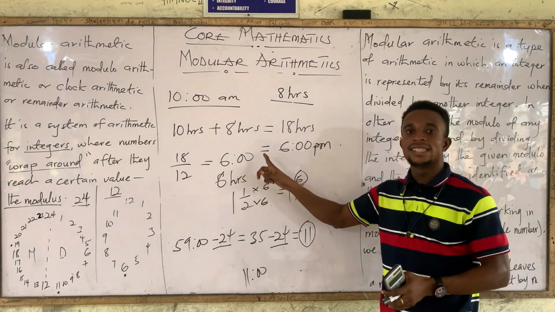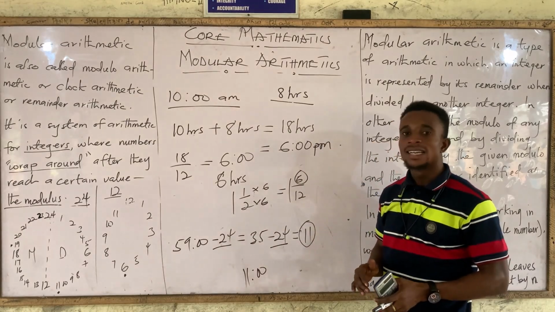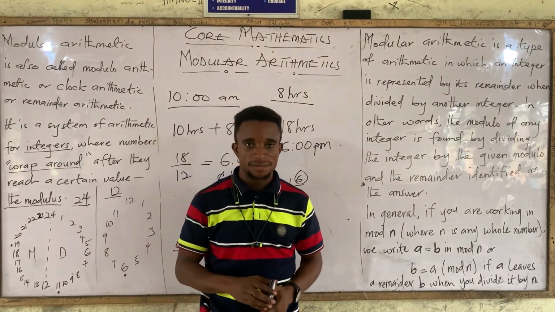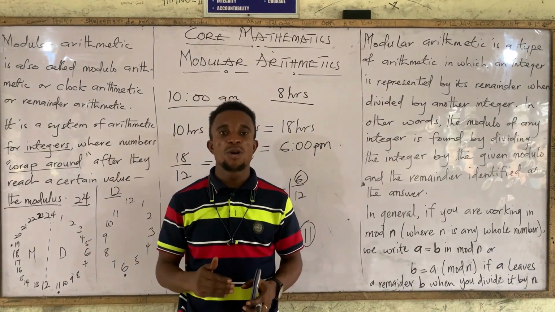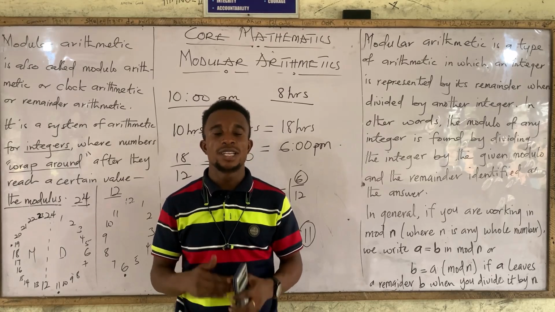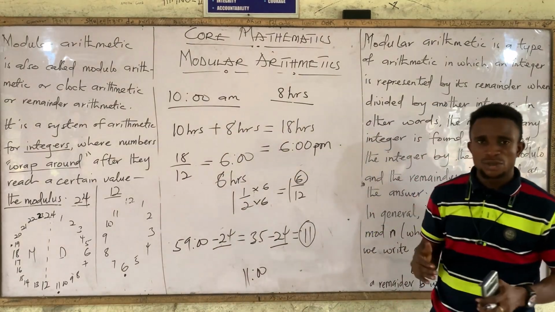0 to what? 60. Then what? It starts all over. So the minute hand, that one to what? Wrap around at what? 60. So if we are speaking about modulo for the minute hand, it will be what? Modulo 60. Are we getting that? So that is that. Please, do we understand?